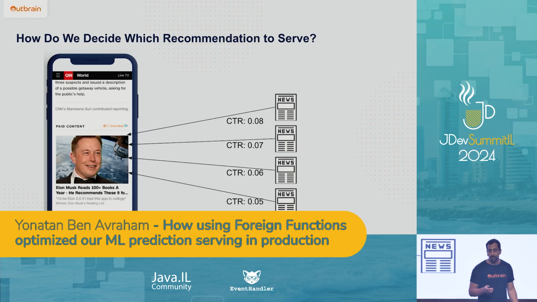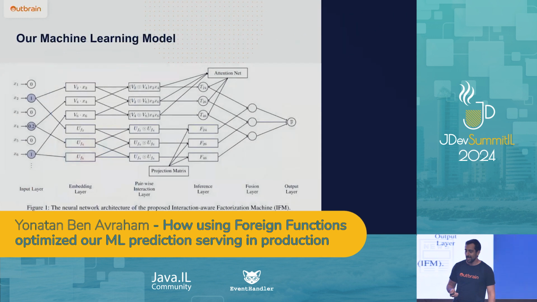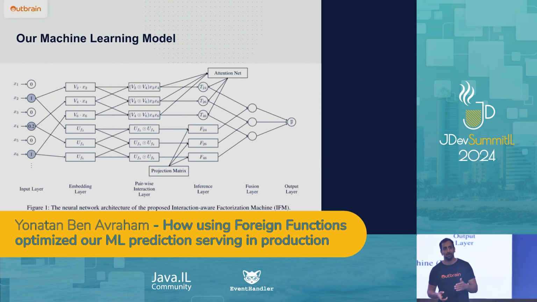But if you really think about it, we can't really know in advance what the CTR is, right? And that's where our machine learning model comes into play. Our machine learning model takes in on one side all the features about the article and the features about the candidate, and it chews them all together and spits out on the other side the CTR prediction, a prediction of what the CTR will be for that specific candidate on that specific article.